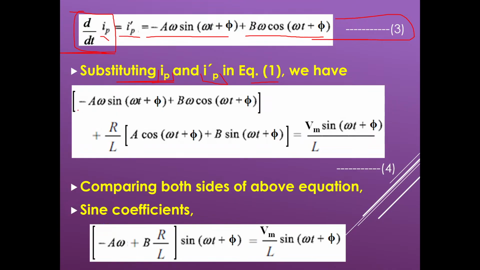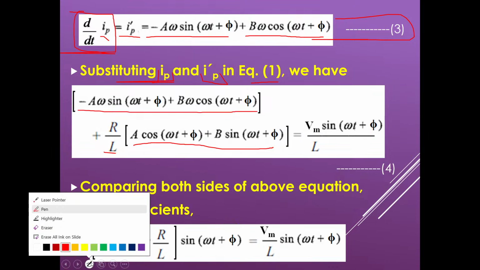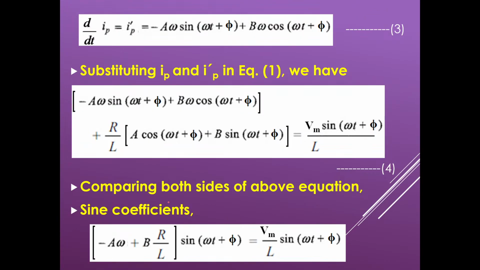What is it? d/dt of i_p, you see here, is minus A ω sin(ωt + φ) plus B ω cos(ωt + φ), plus R by L into i_p. i_p is A cos(ωt + φ) plus B sin(ωt + φ), equal to V_m sin(ωt + φ) by L. Consider this as equation number 4.